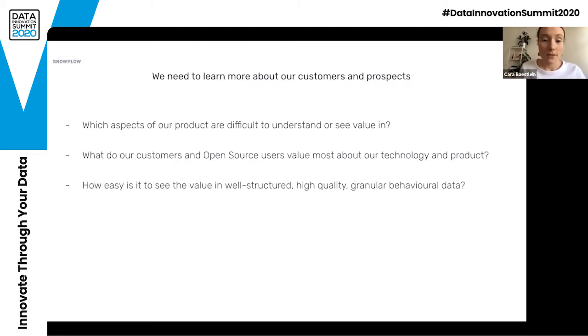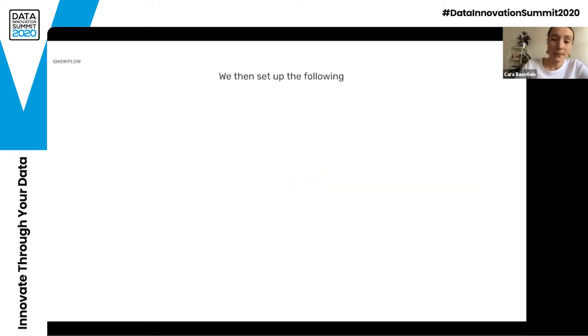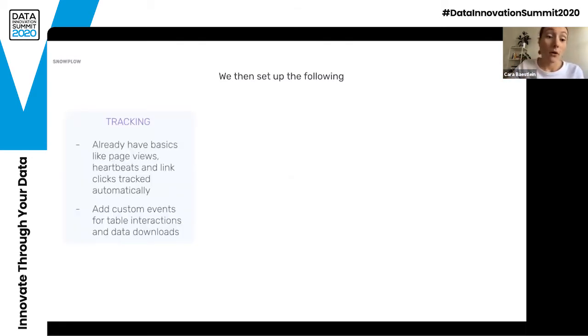And for this purpose, we decided to simply add some of the data that the Snowplow pipeline can collect to our website and to see how people engage with it when we do so. And for that purpose, we then set up the following. So first we developed the website content and put that out there. And we then obviously had to implement some tracking. So we already have the basics like page views, heartbeats, link clicks, tracked automatically across all of our digital platforms.